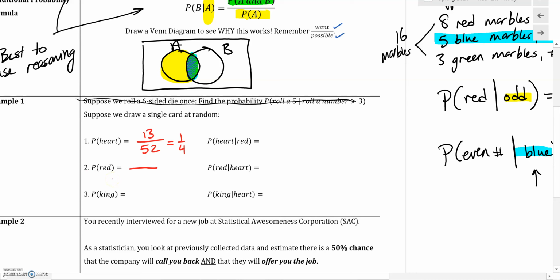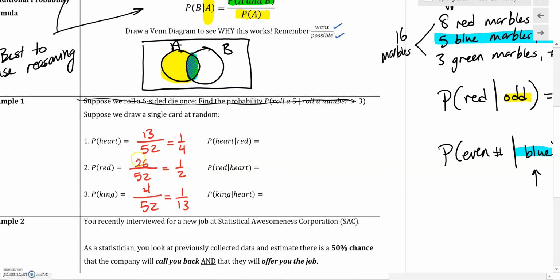What's the probability of getting a red card? Well, again, there's 52 cards total. If you look back to the deck of cards, half the deck is red. 26 of them are red. So you would have a 50-50 chance of getting a red card. The probability of getting a king, again, out of 52 cards, there are only 4 kings in the deck. So that would be a 1 out of 13 chance.